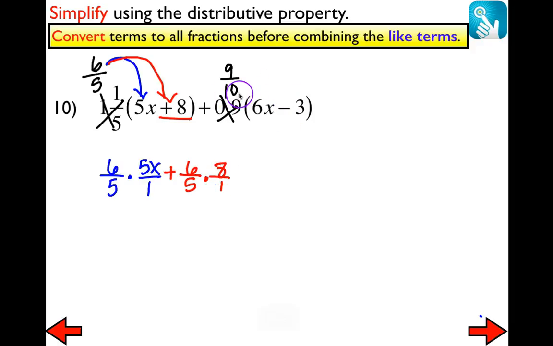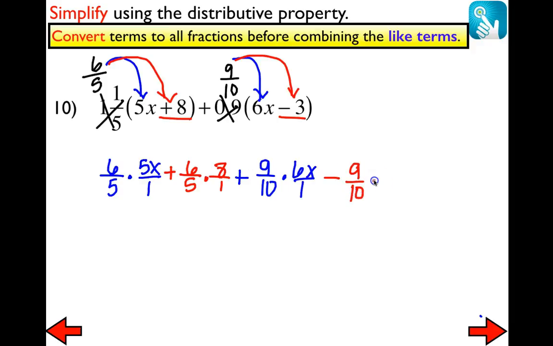I'm going to continue on this pattern. Positive 9/10 times a 6x is a positive, so it's going to be plus. I'm going to do 9/10 times 6x over 1. Now I'm going to multiply 9/10 times a negative 3. So since it's a positive times a negative, it's going to be subtraction. 9/10 times 3 over 1.